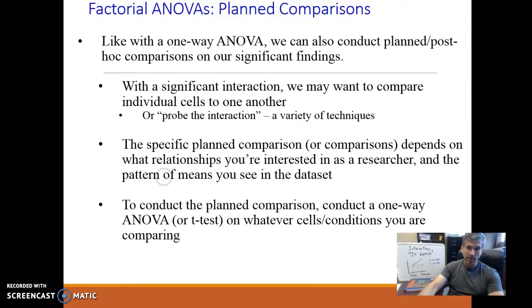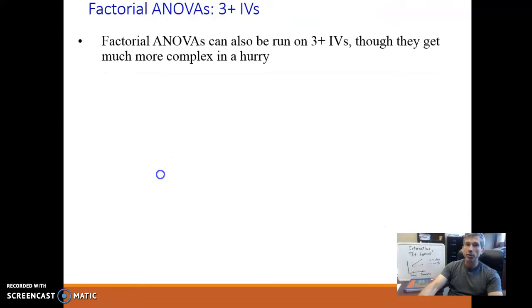Conducting the planned comparison, again, there's lots of ways of doing this, but the most common way is to take the groups you're interested in comparing and either conduct a one-way ANOVA or perhaps a t-test if there's only two cells that you're comparing, and again, basically conduct a follow-up hypothesis test. This would be a big pain to do by hand, of course, but to software, it takes another second or two, and it'll give you those results.